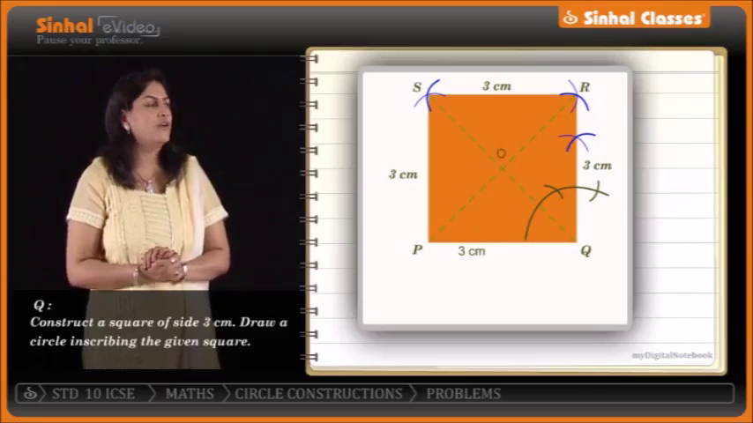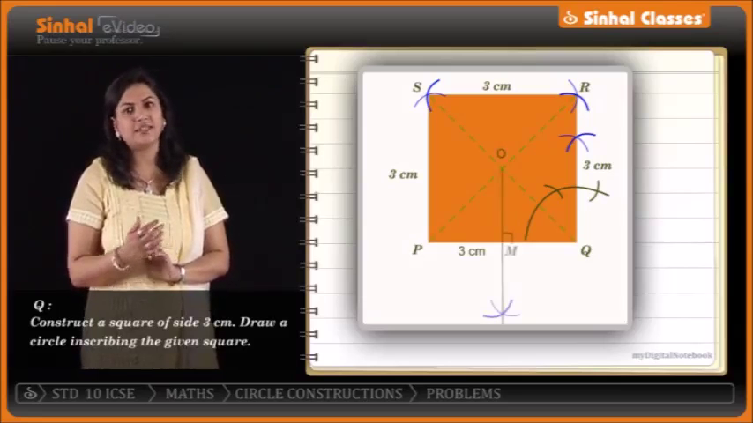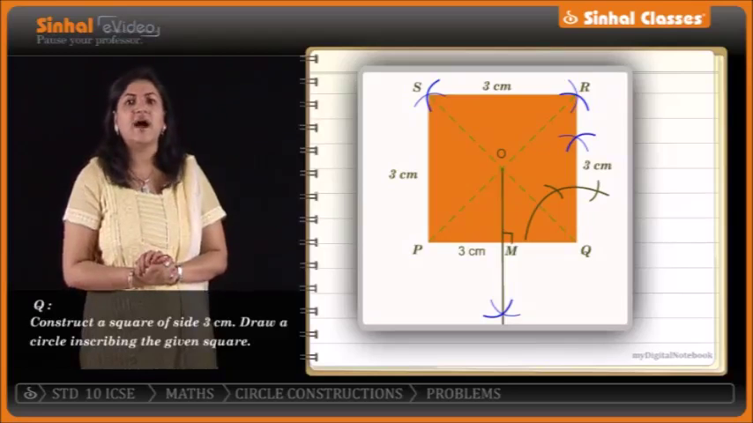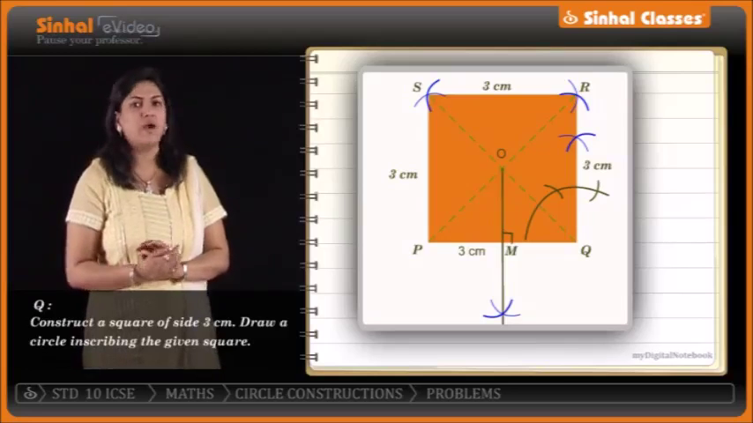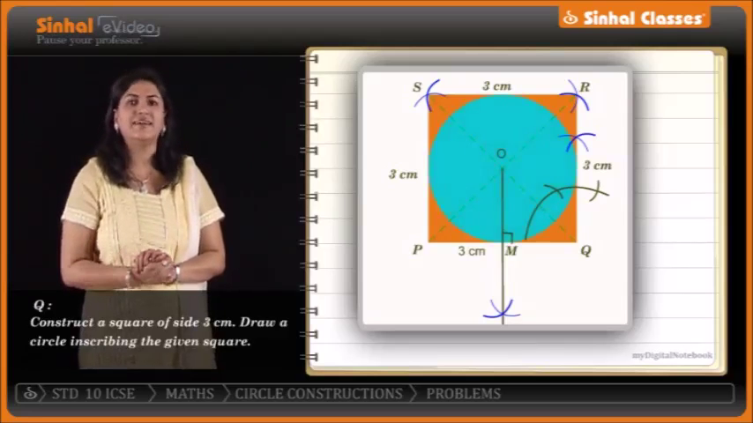Now from O, we draw a perpendicular to PQ at point M. Now with O as center and radius OM, draw a circle. This is the required inner circle for the square PQRS.